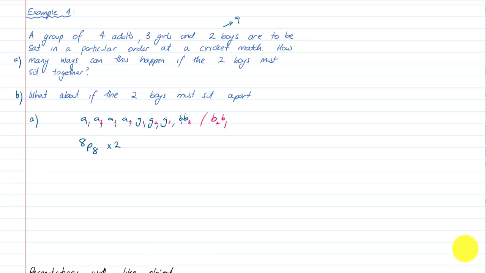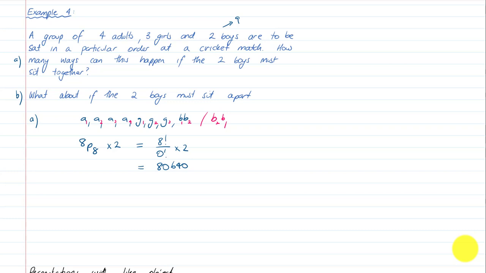8P8 is equal to 8 factorial over 0 factorial, times 2, which is just straight up 8 factorial. 0 factorial is 1, and 8 factorial is 40,320, times 2 is 80,640. It's a lot of ways. So there are 80,640 ways you could order this group of 9 people such that the boys are sat together.